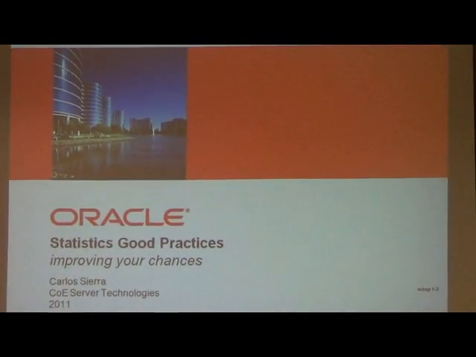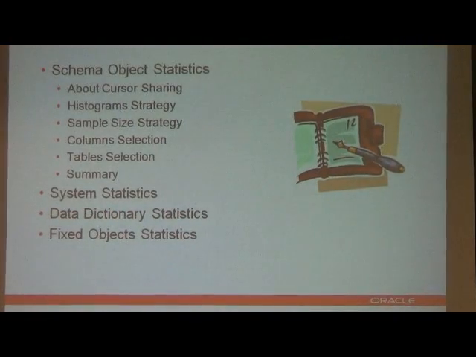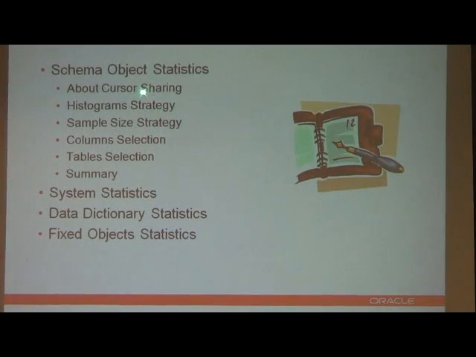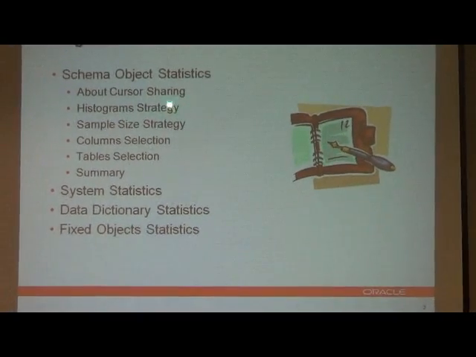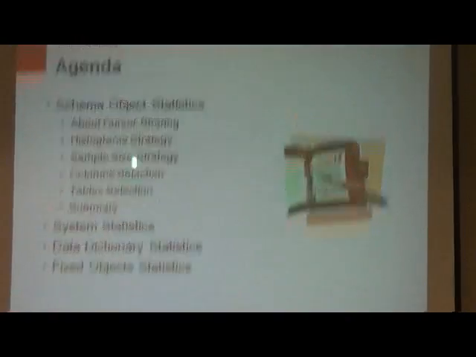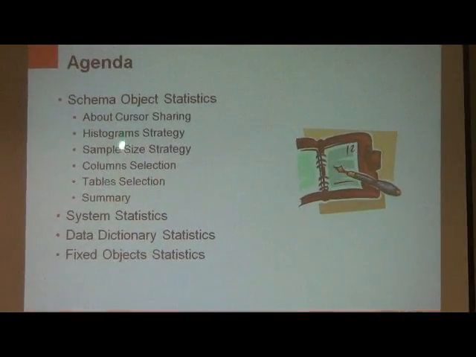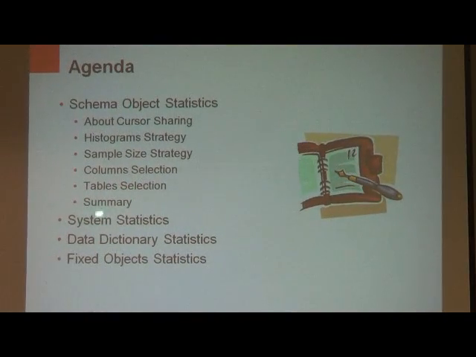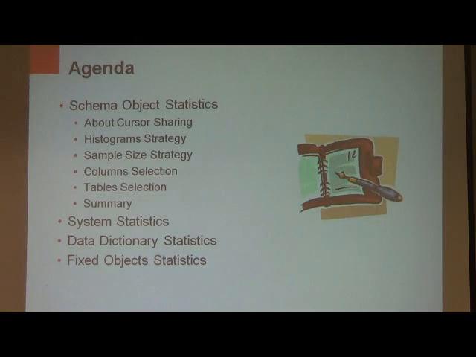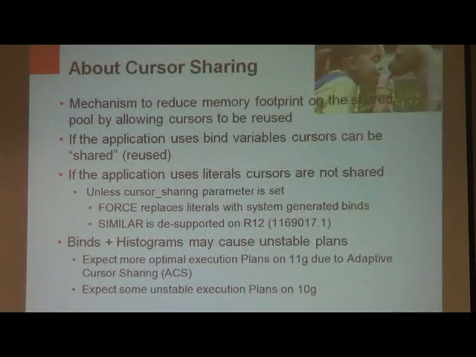So what we do here, we talk a little bit about cursor sharing and what should be the strategy for histograms, sample sizes, column selection, table selection, and a summary. This is about the schema of the stats. Then what should be the strategy for system statistics, data dictionary, and fixed objects? That's what we cover.